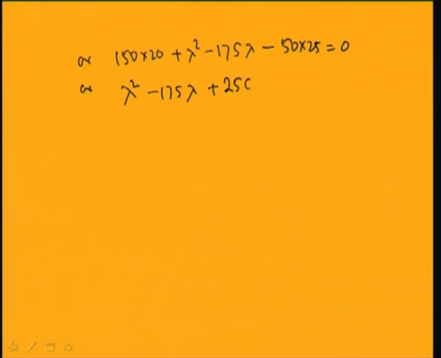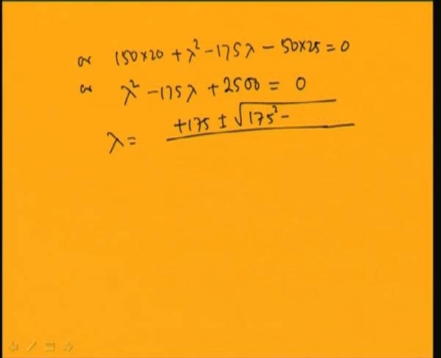So, lambda will be equal to minus b plus or minus root of b square minus 4ac, divided by 2a, where a equal to 1, b equal to minus 175 and c equal to 2500. If you calculate this, you will get two values of lambda. The first value becomes lambda 1 equal to 15.6930 and lambda 2 equal to 159.30.